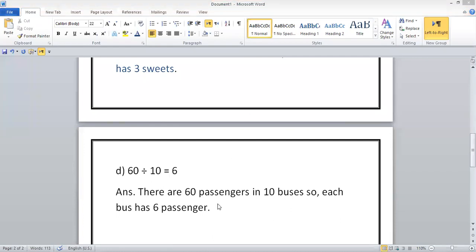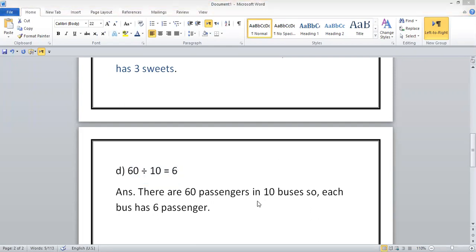Okay, finish it. Yes, guys, is it clear? If your matching story is correct, that's fine. Remember, the answer should be there. There should not be a question. There should be an answer as well, because you have to write the matching story for the whole division sentence. Clear, guys?